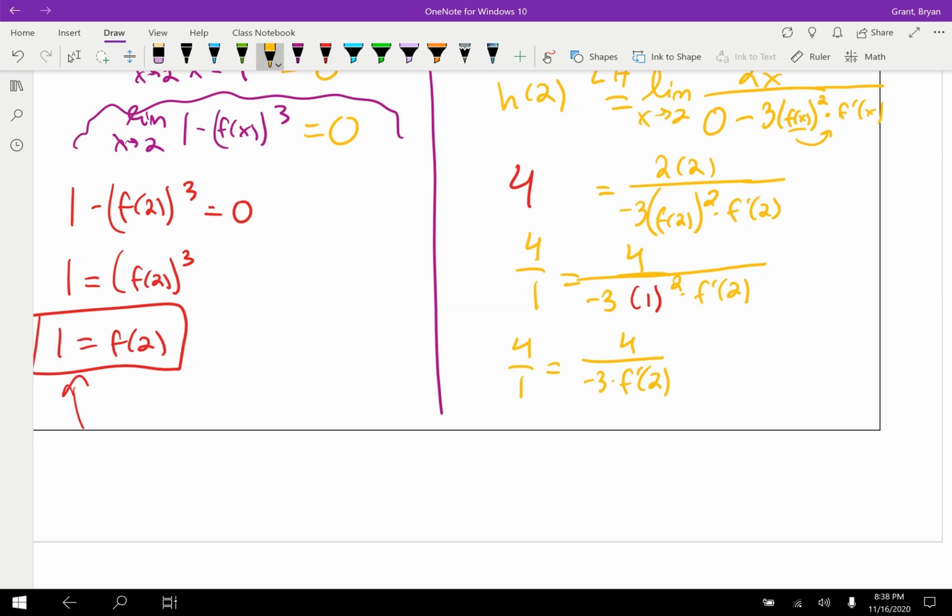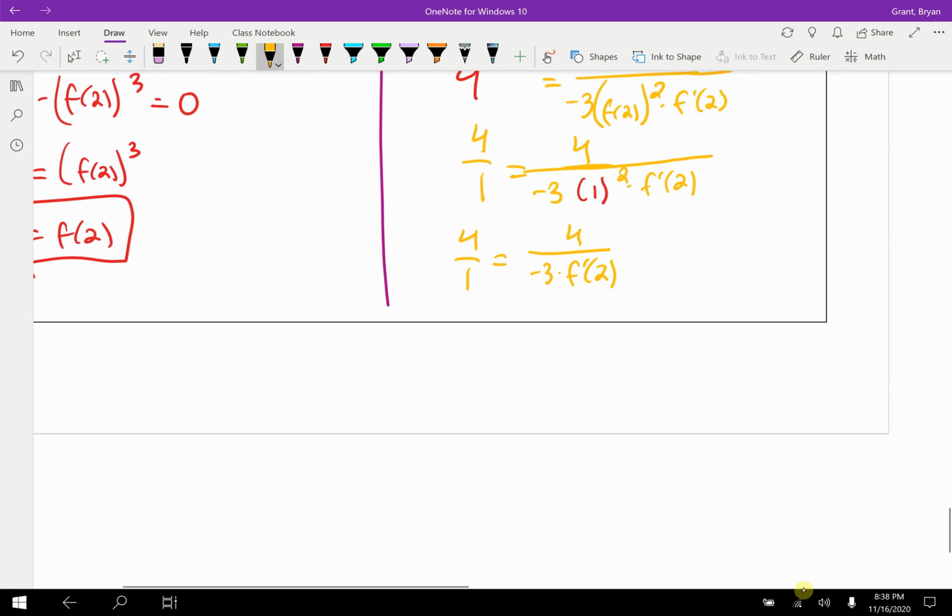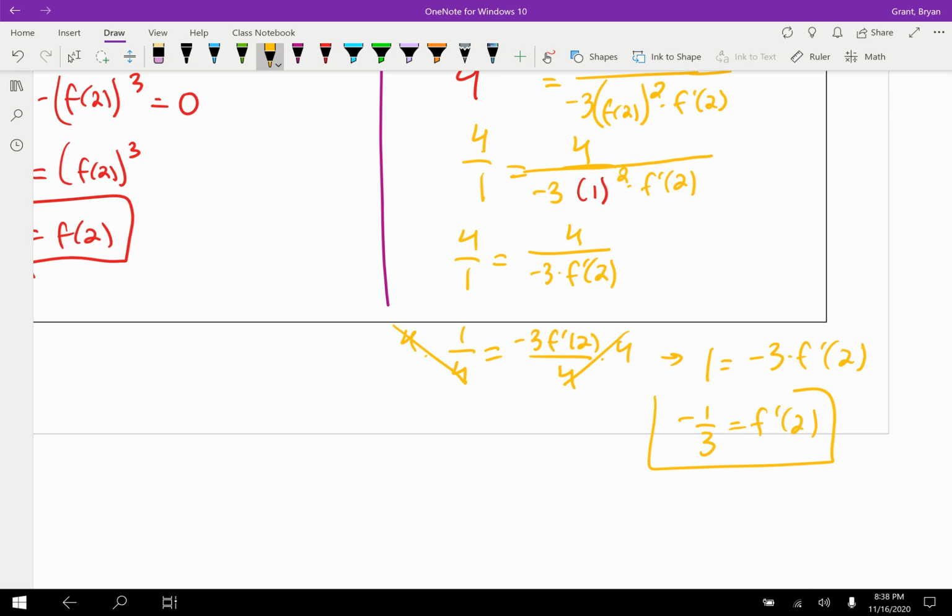And then to isolate f prime of 2, I'm going to use my favorite trick. I'm going to flip both fractions to bring f prime of 2 to the top. And then we just isolate. Multiply both sides by 4. That gives me 1 equals negative 3 times f prime of 2. Divide by negative 3. Negative 1/3 is f prime of 2.